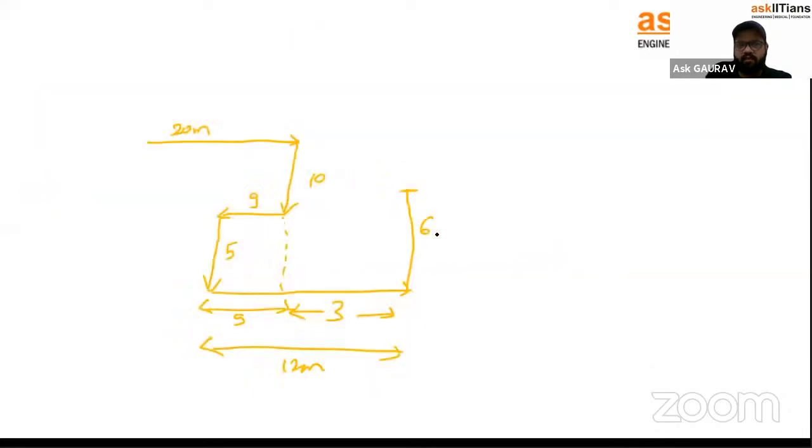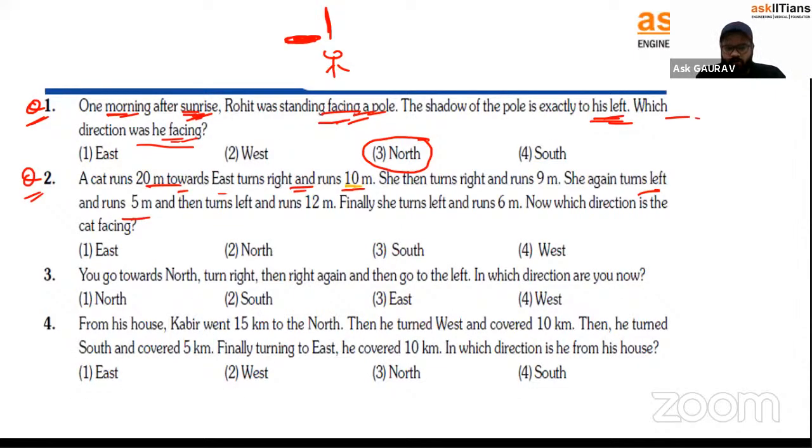Now, which direction is the cat facing? North one. Is that clear? The cat is facing the north direction. Got it or not? No, not south. It will be north. Getting my point? Which direction will the cat be facing? It will be north. Got it?